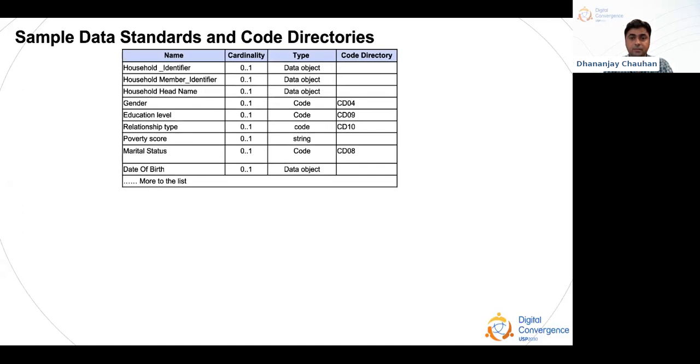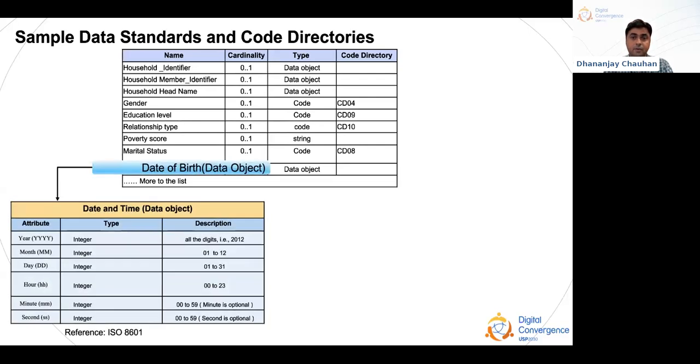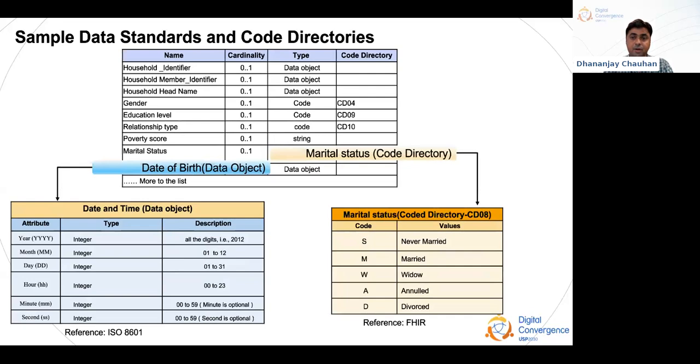As you can see here, we have defined a data standard for capturing details about households. These standards encompass information such as a household identifier, household head name, gender, relationship type, poverty score, etc. Additionally, we have created a data object for date of birth, which is of type date and time, and a code directory for marital status, which provides a list of possible values for the marital status field.